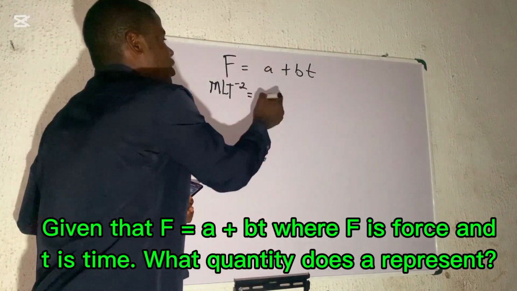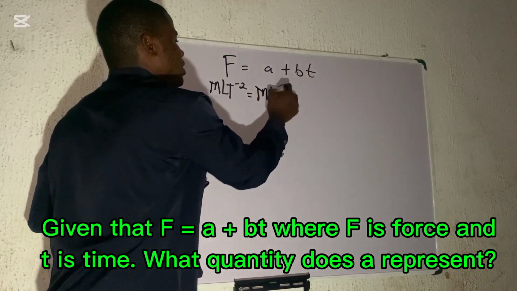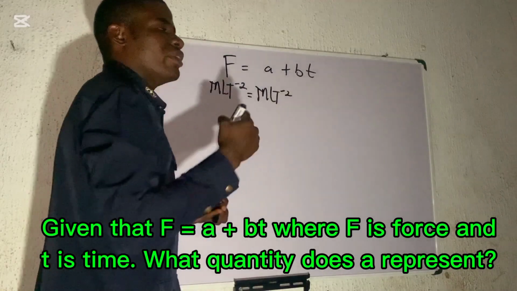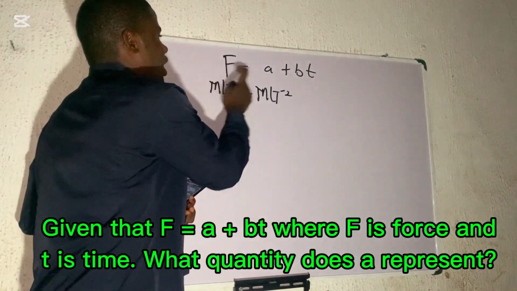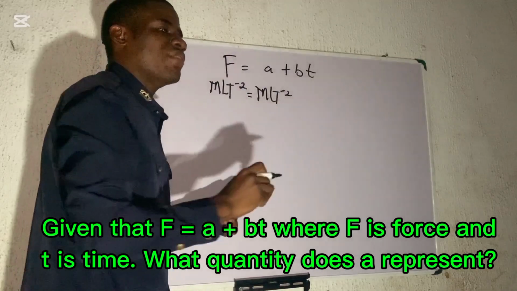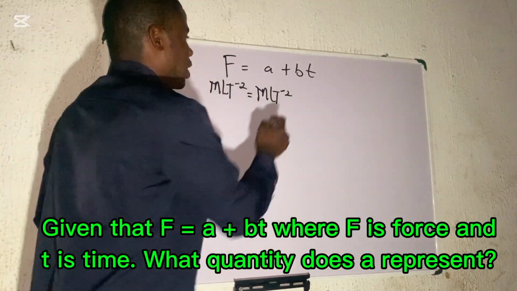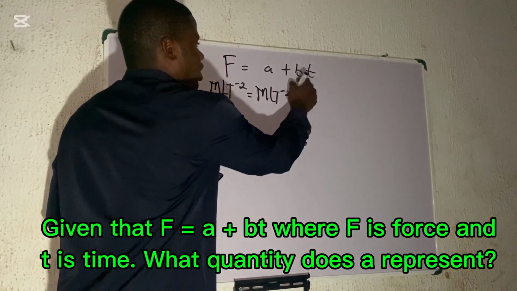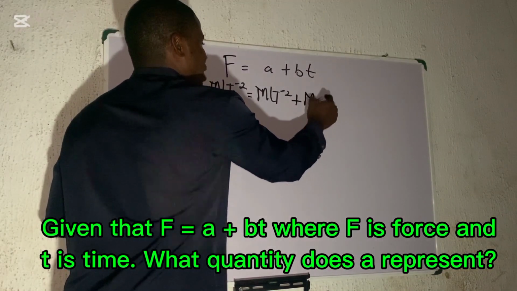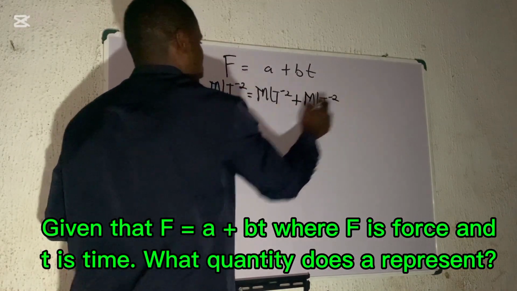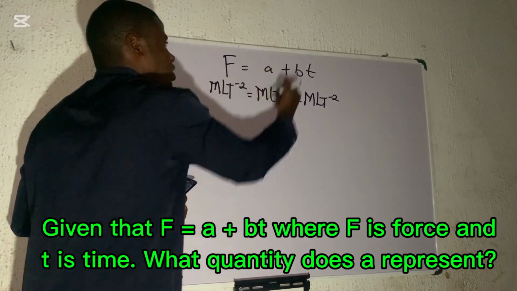The dimension for A will still be MLT^-2 because for every equation to be correct, each and every one of the quantities must have the same dimension. If not, that equation is wrong. Now, even the BT itself will still have the same dimension, MLT^-2. So this is force, this is force, this is force.